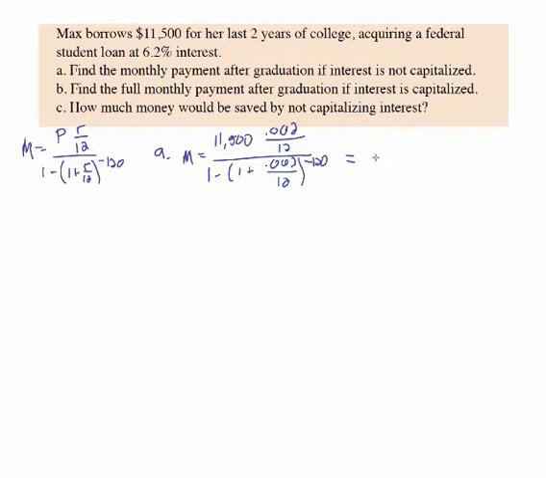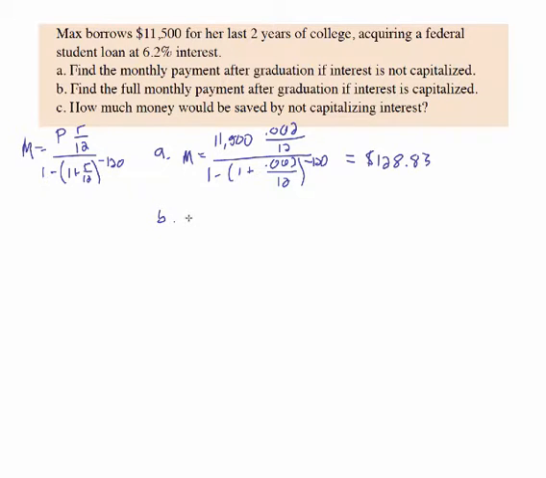This is one of these calculations you're going to want to be really careful with and do all at once if you can to avoid rounding error, or if you can't, make sure you use a lot of decimal places on the various stages. But at any rate, it works out to be $128.83. That's the monthly payment when payments begin if interest is not capitalized.